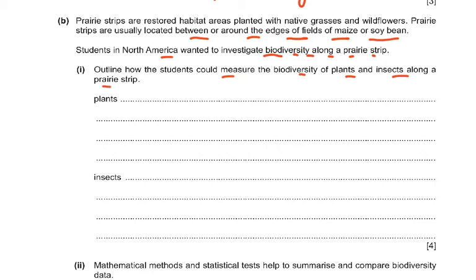So basically, how would you investigate plants? Of course, you use the quadrats and you use transects, and you can use the Braun-Blanquet scale. Insects, of course, you would use pooters, or you could even use the mark-release-recapture, and then you would use the identification keys to decide which one is which.